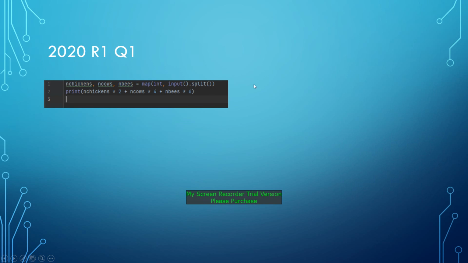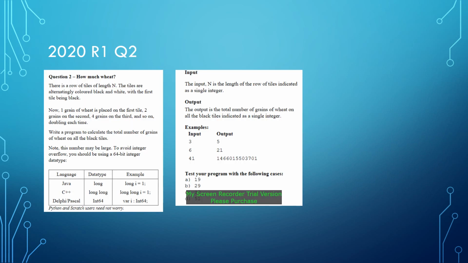Very straightforward, easy question 1. All right. Question 2, maybe a bit longer. Okay, so for question 2, how much wheat? There is a row of tiles of length n. So we specify the length. The tiles are alternatingly colored black and white, with the first tile being black.